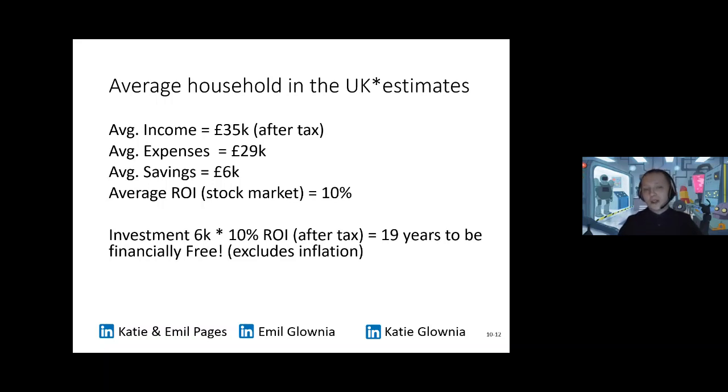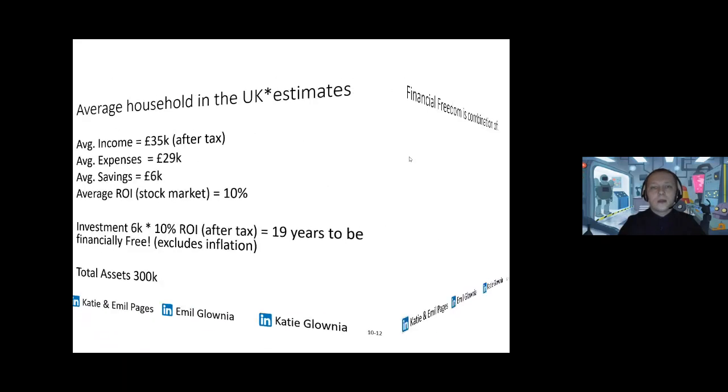So this is the first fact. If you save 6,000 at 10%, after 19 years you get 30k in passive income. And your total asset is 300k, with reinvestment of what you invest every year.